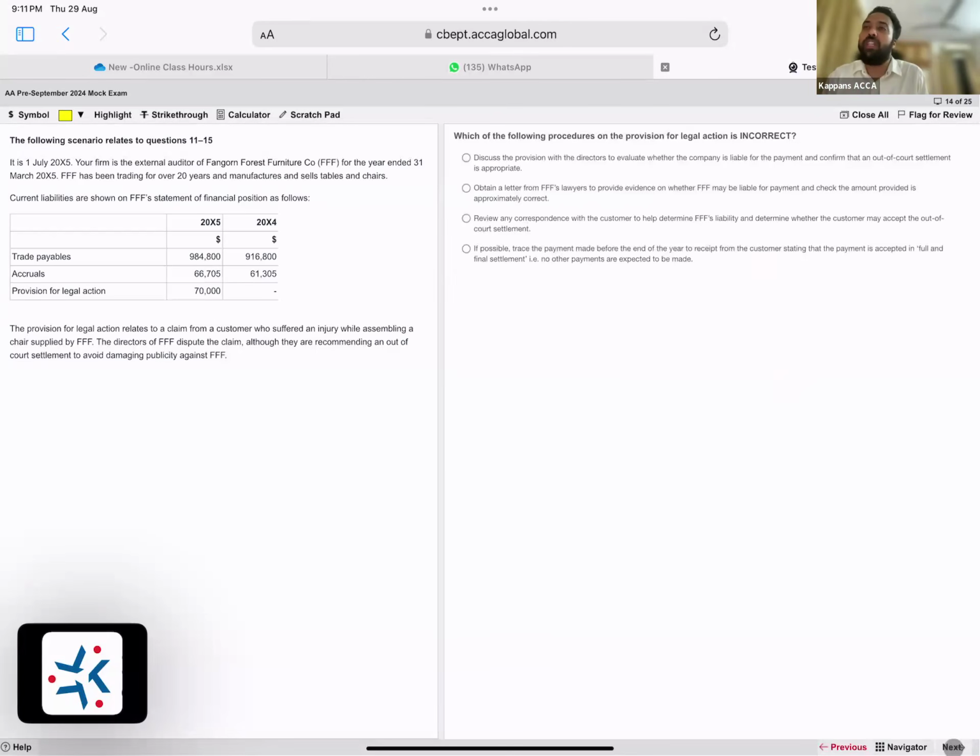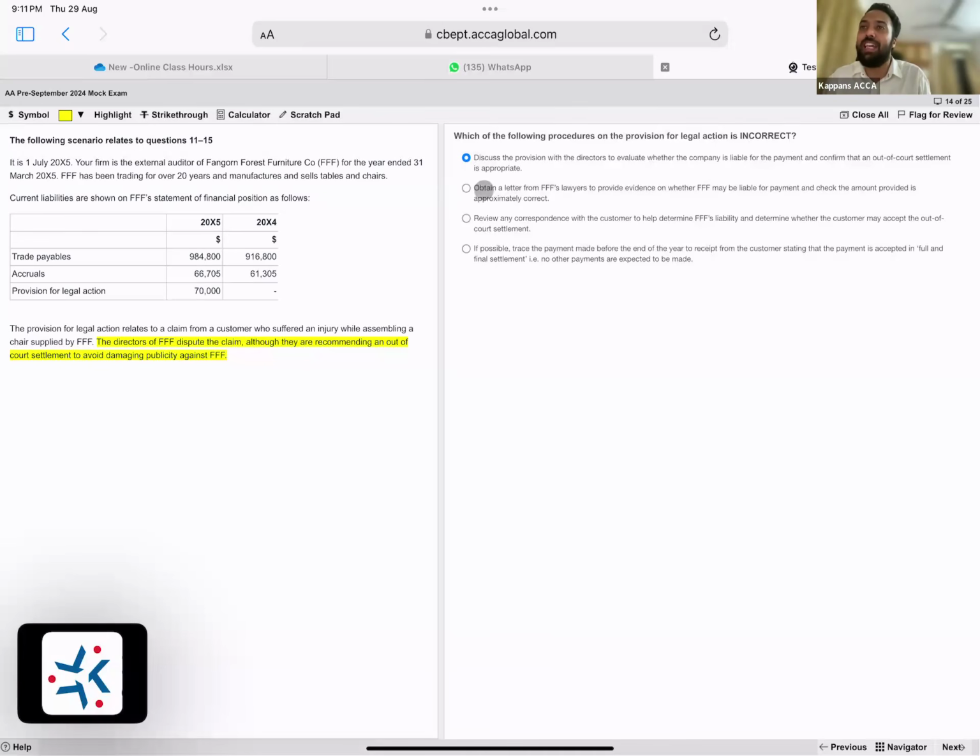The second last one, the 14th one. Which of the following procedures on provision of legal action is correct? Discuss the provision with directors to evaluate whether the company is liable for payment and confirm that an out-of-court settlement is appropriate. So in the legal case, directors are disputing the claim, but they are recommending an out-of-court settlement. So a provision has to be recorded. So that is true. It's a correct audit procedure.